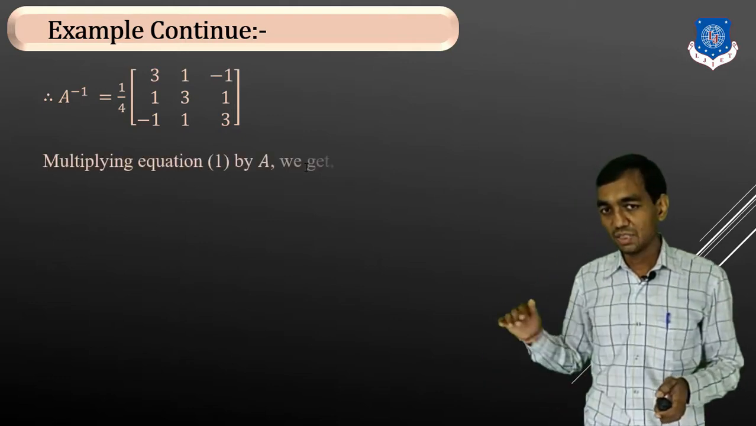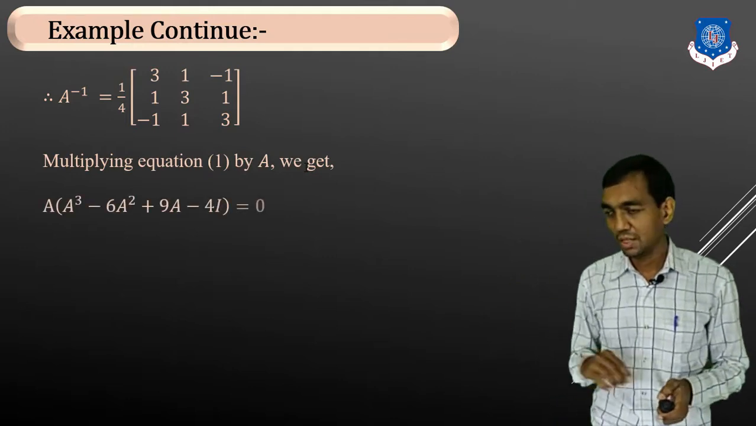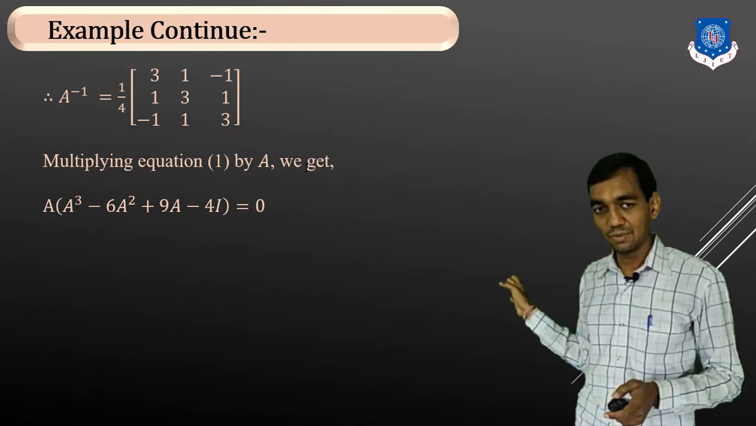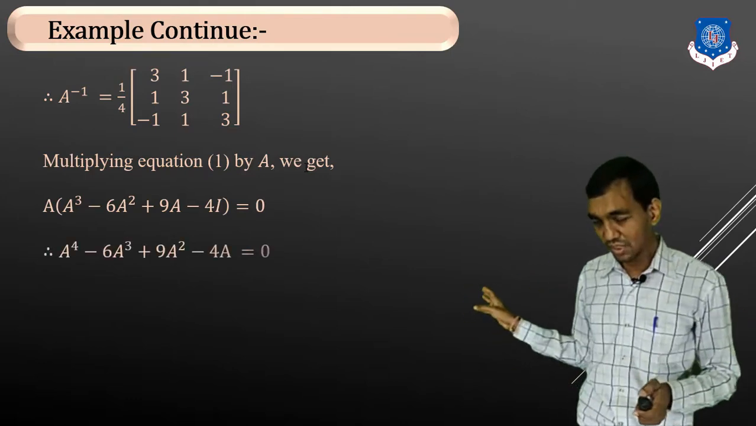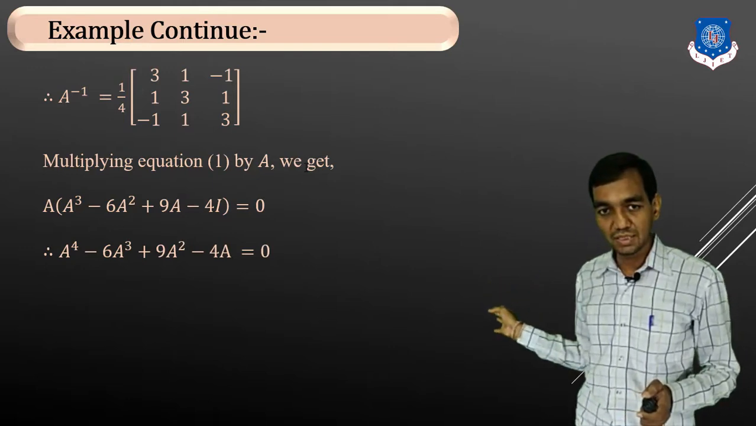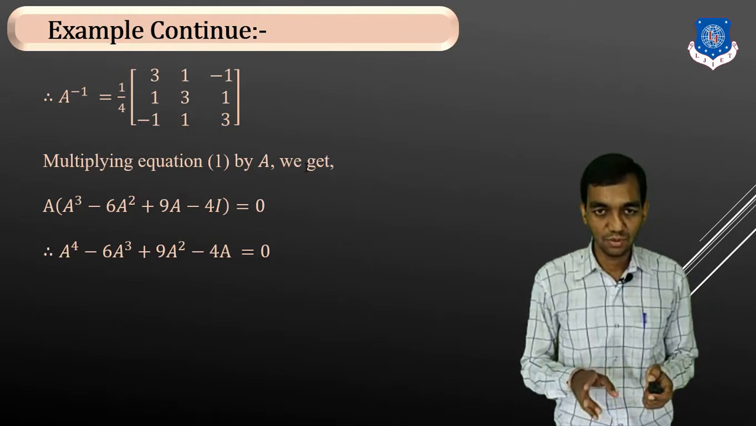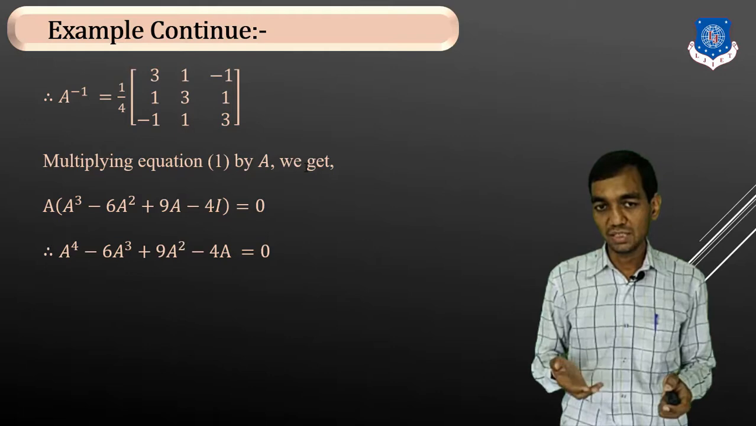In the same manner, now equation 1, we are going to multiply it by capital A, and that will give you A into A cube minus 6A square plus 9A minus 4I is equal to 0. So that will give A raised to 4 minus 6A cube plus 9A square minus 4A is equal to 0. Now we already have the values of A cube, A square and A.